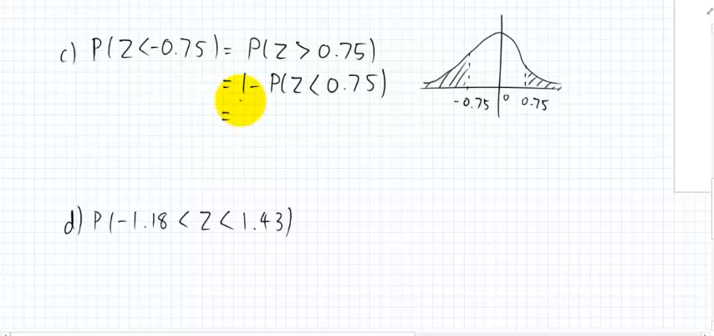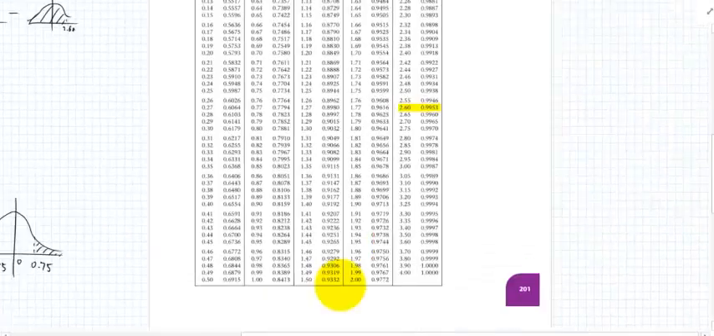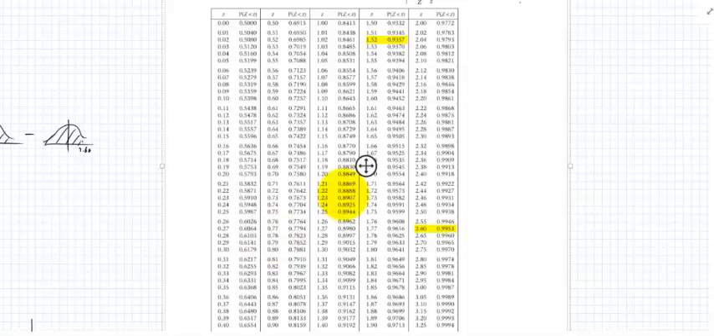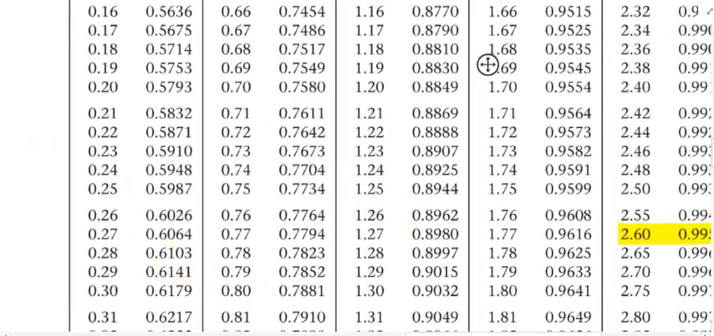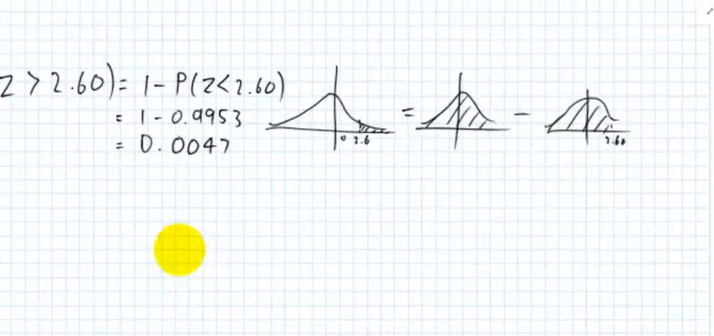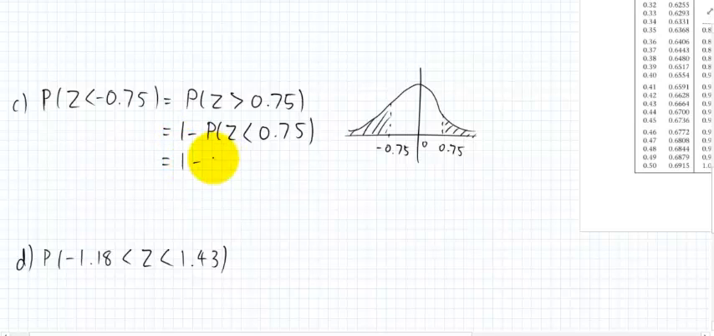This equals, let's look up the probability of z being less than 0.75. 0.75 is right here, and this is 0.7734. So the answer is 1 minus 0.7734, and this is equal to 0.2266.